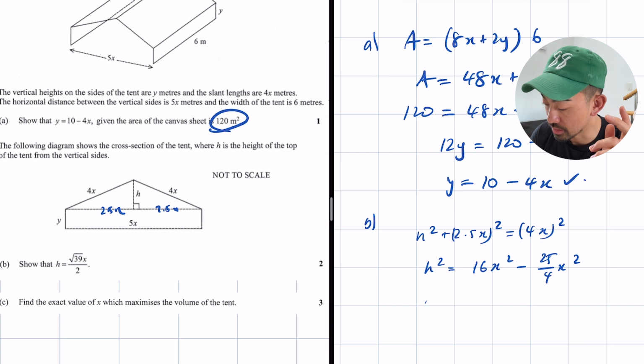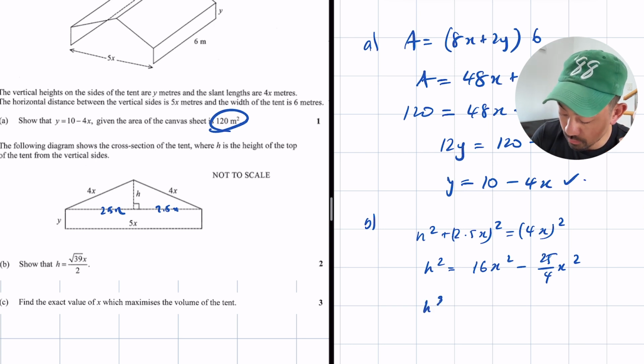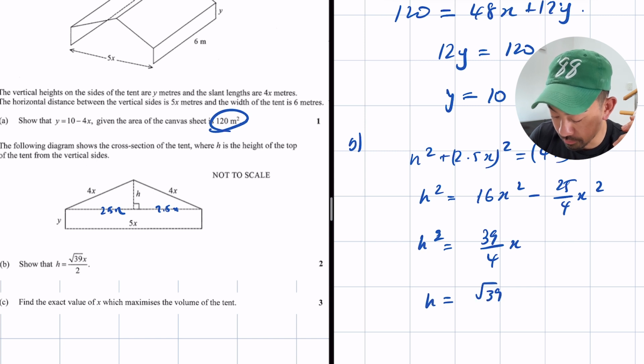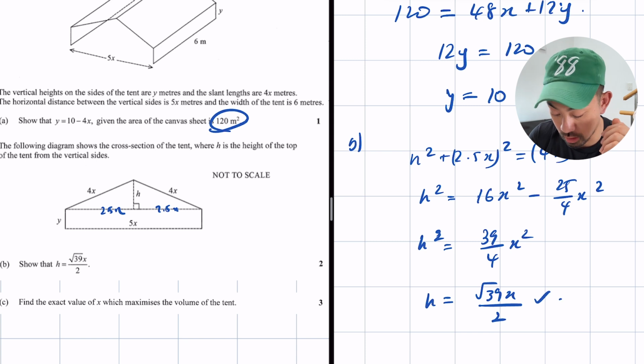So 16 minus that is going to be 39 on 4 because they're like terms. So now I just square root both sides. So h is equal to root 39 x, and then root 4 is 2. So there we are done.